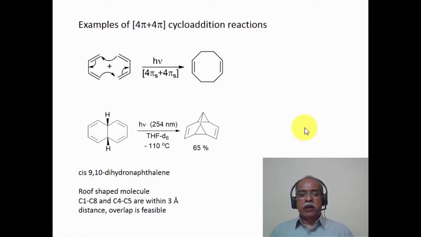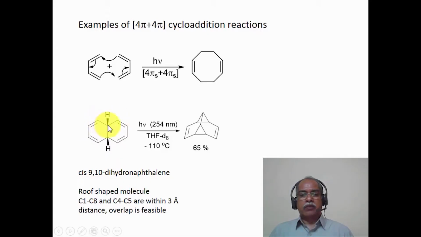However, a more convincing evidence comes from this molecule, which undergoes 4pi cycloaddition reaction. If you want to visualize this particular molecule, this is like a roof-shaped molecule. Because of the cis fusion on the 9-10 position of dihydronaphthalene, this molecule possesses the shape of a roof, which brings the carbon number 1 and carbon number 8 as well as carbon number 4 and carbon number 5 in close proximity, such that a bond can be formed between carbon number 1 and carbon number 8.